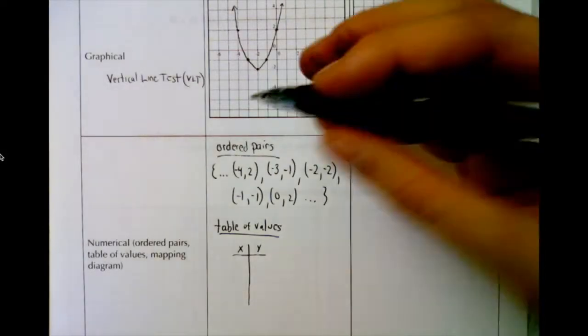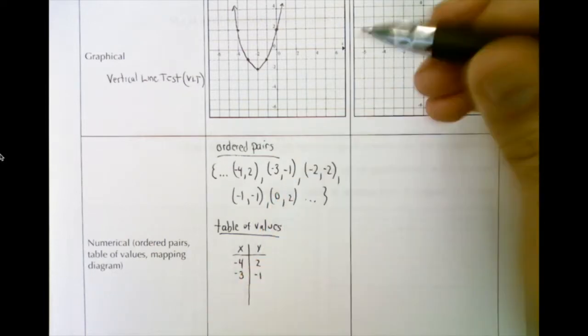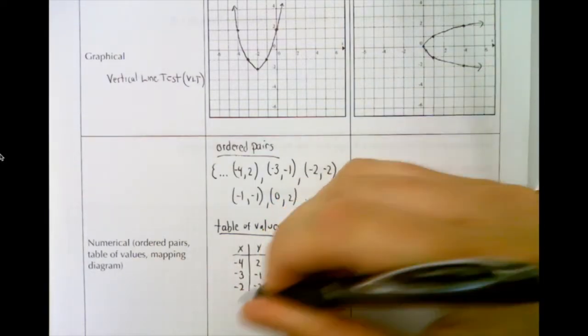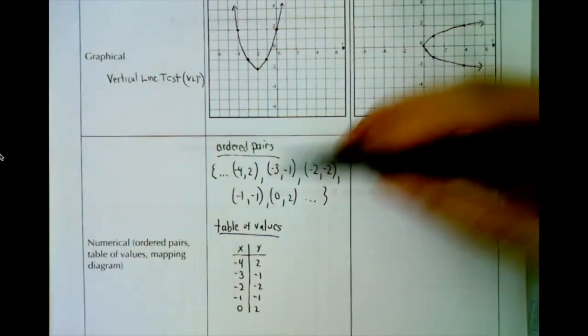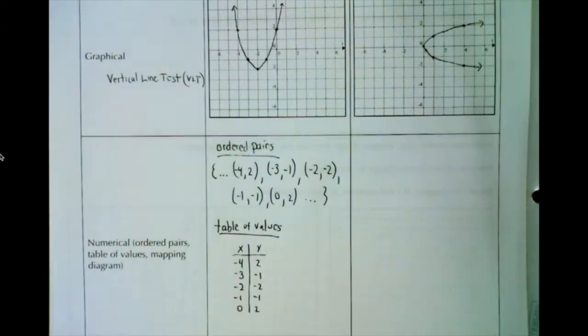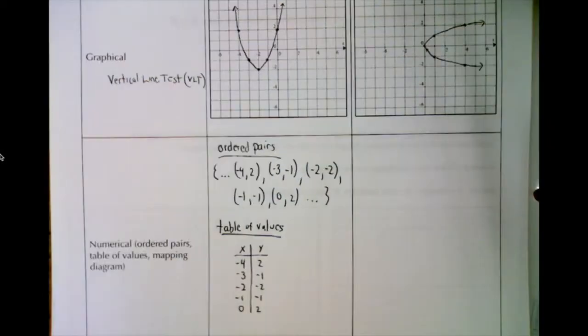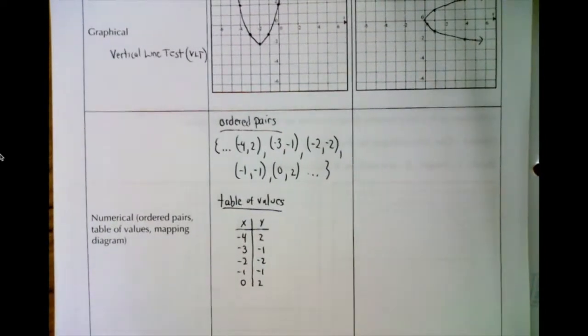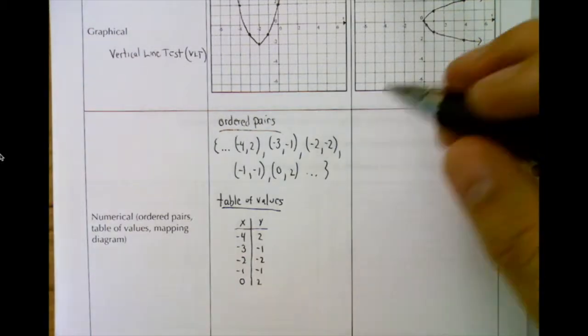The table would look like your first x, -4, 2, -3, -1, -2, -2, -1, -1, 0, 2. And you can see there that there's no repeated x values and there's no listing of two different y values for each x value. Therefore, still holding true to the one input, one output. Mapping diagram is kind of a different arrangement again of these same ordered pairs. And I believe it's the easiest to see whether a relation is a function or not a function. So a mapping diagram.